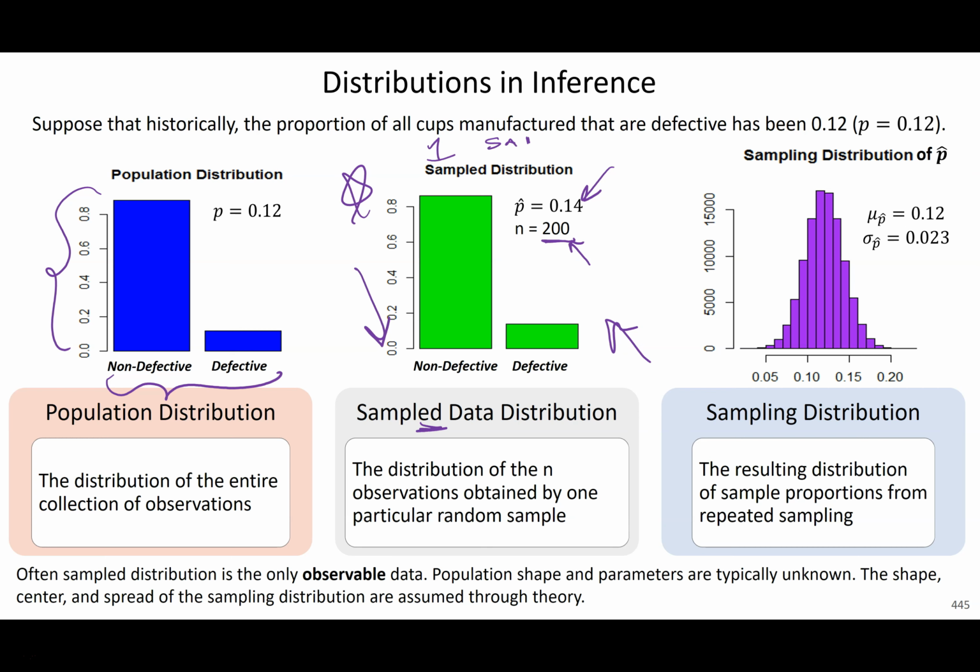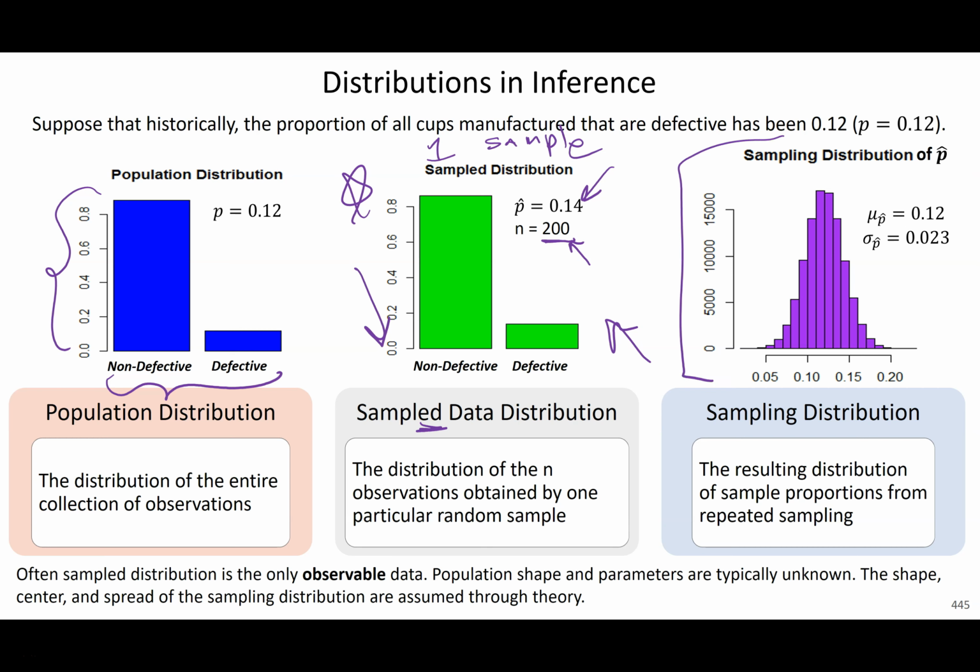So this sample distribution is not unique. It can change from sample to sample. If I took another sample of 200, this distribution could change. If I took another sample of 200, that distribution could change. The sample distribution is usually the only distribution we're lucky enough to actually observe. We usually aren't fortunate enough to have all the population information. Information from a sample? Yes. So this is just one sample.